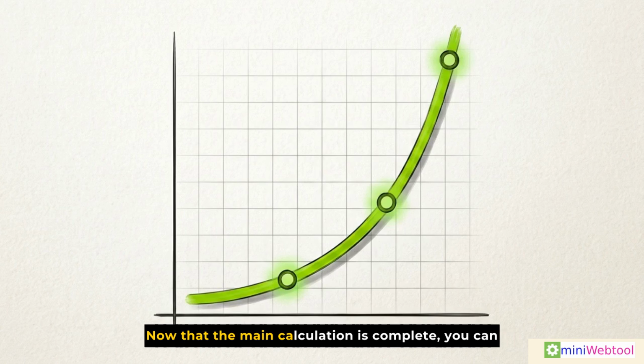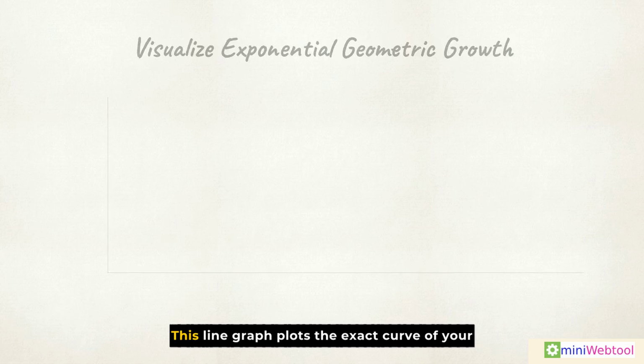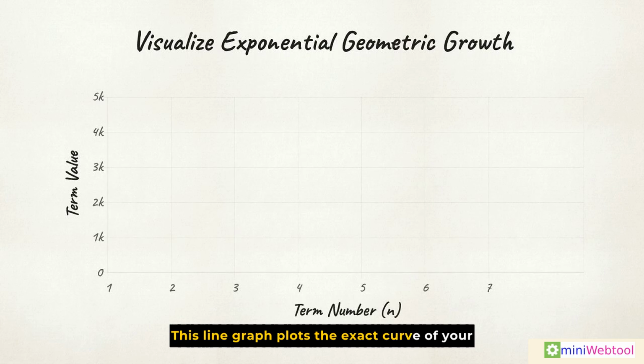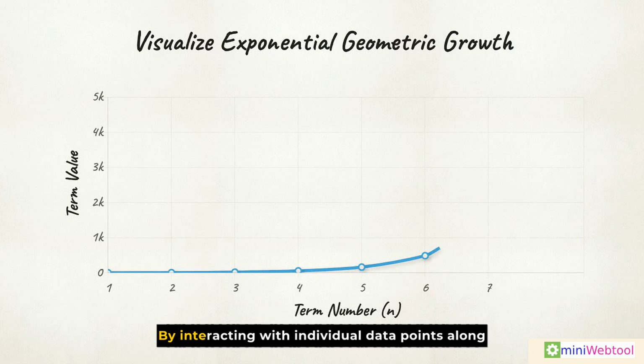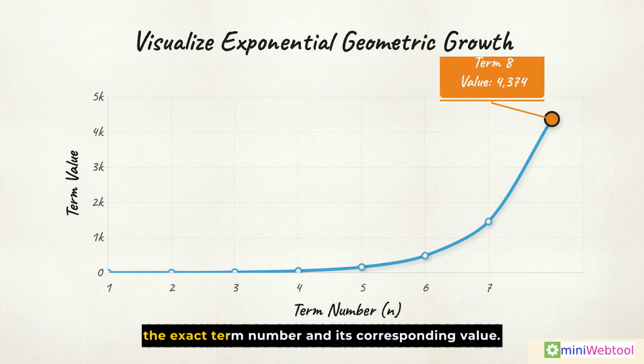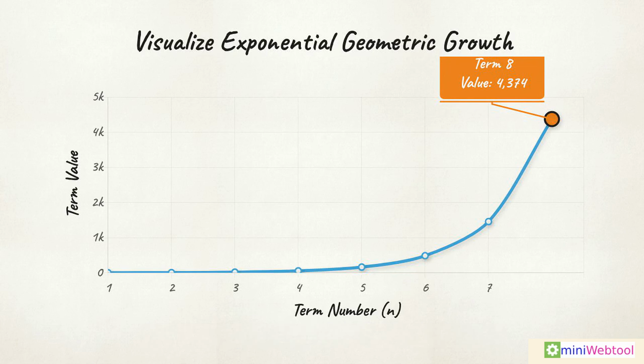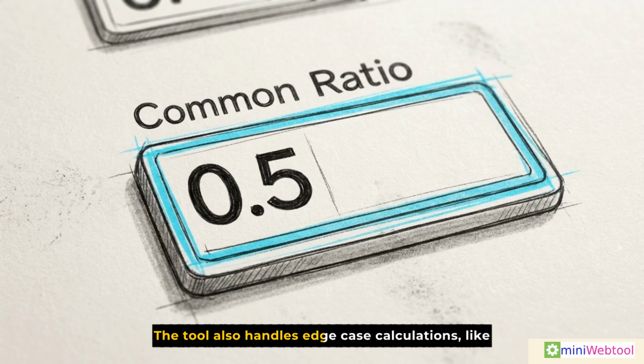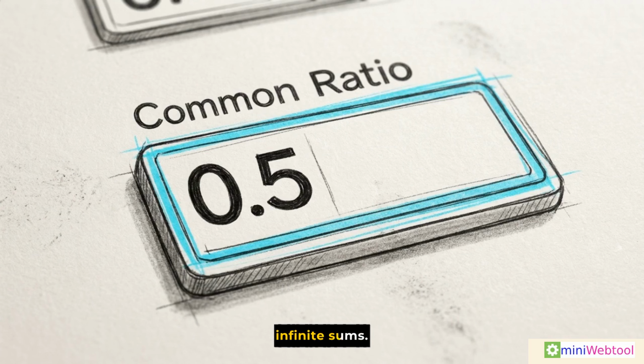Now that the main calculation is complete, you can use the built-in visualization tools to see the true nature of your exponential growth. This line graph plots the exact curve of your sequence. By interacting with individual data points along this curve, you get immediate tooltips showing the exact term number and its corresponding value. The tool also handles edge case calculations, like infinite sums.